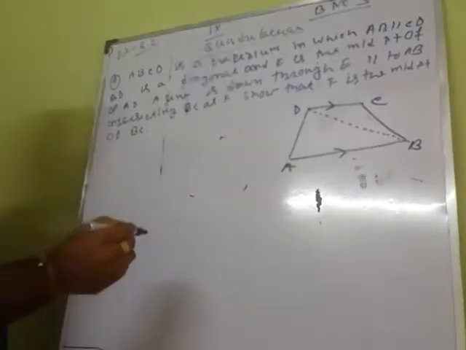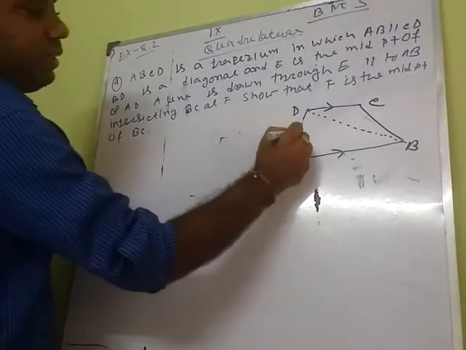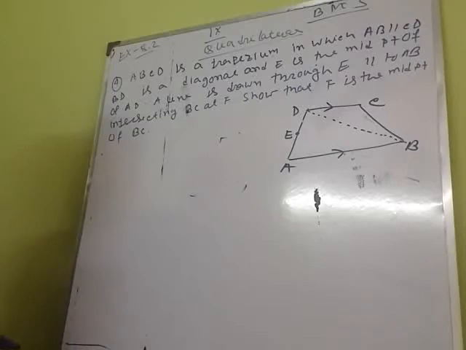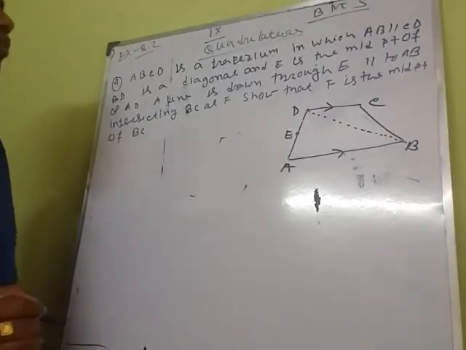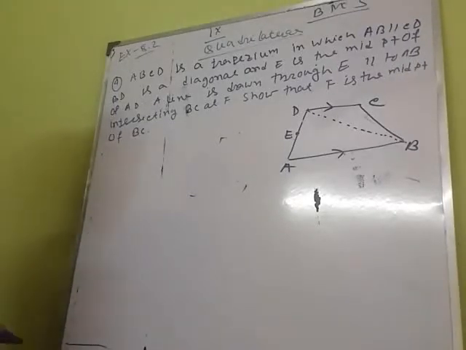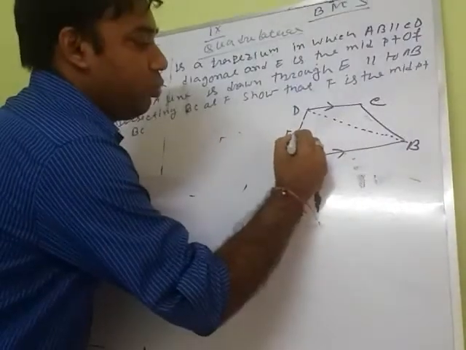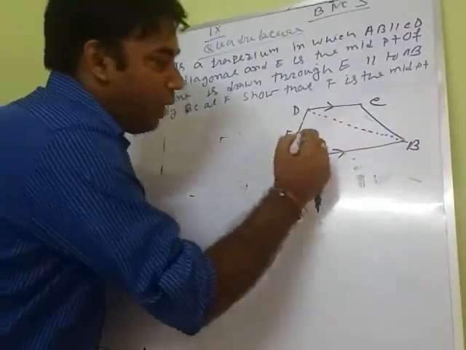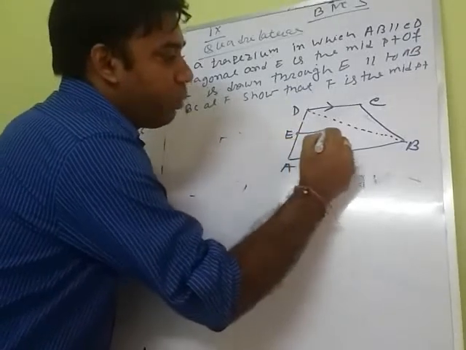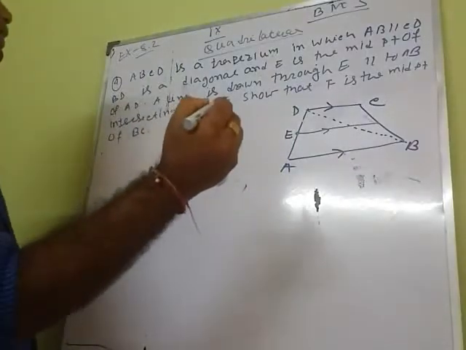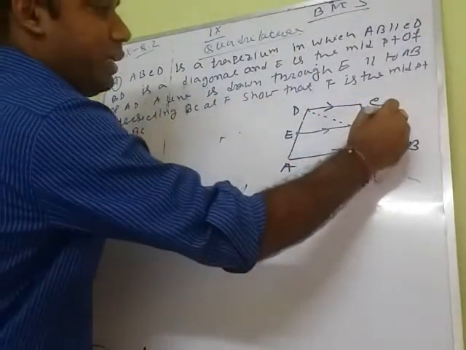and E is the midpoint of AD. A line is drawn through E parallel to AB, which intersects BC at F. So through point E, one line is drawn parallel to AB and intersects BC at point F.